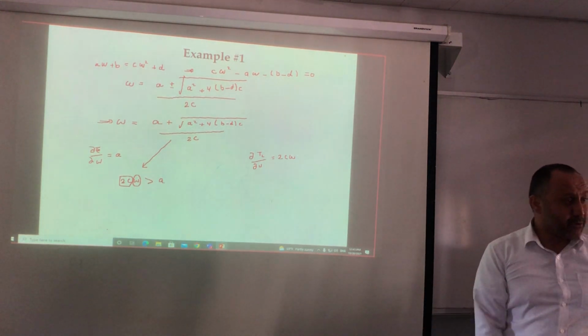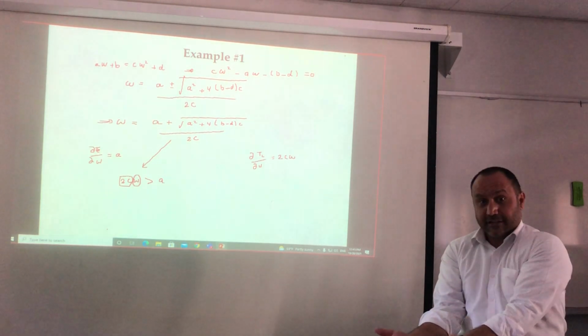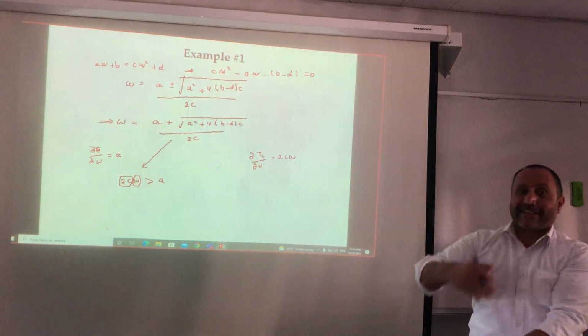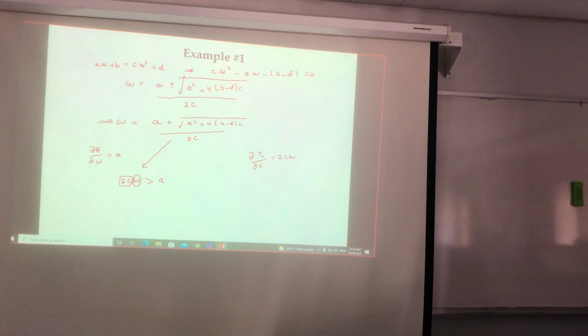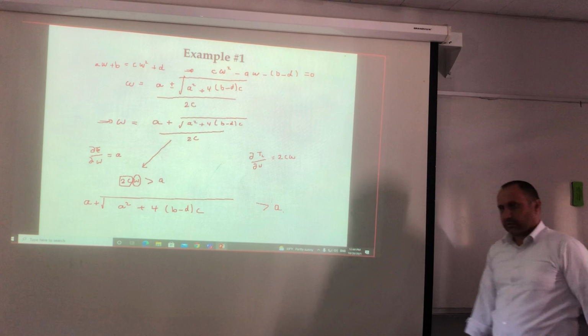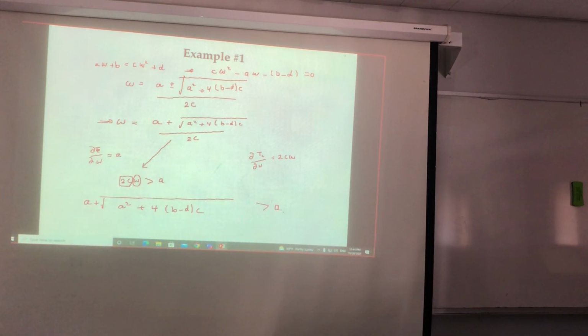Why? Because it's A added to a positive number. And by the way, the positive number is greater than A, because it's the square root of A squared plus 4 times B minus D multiplied by C. So for sure this one is greater than A. So simply this means that it's a stable system.